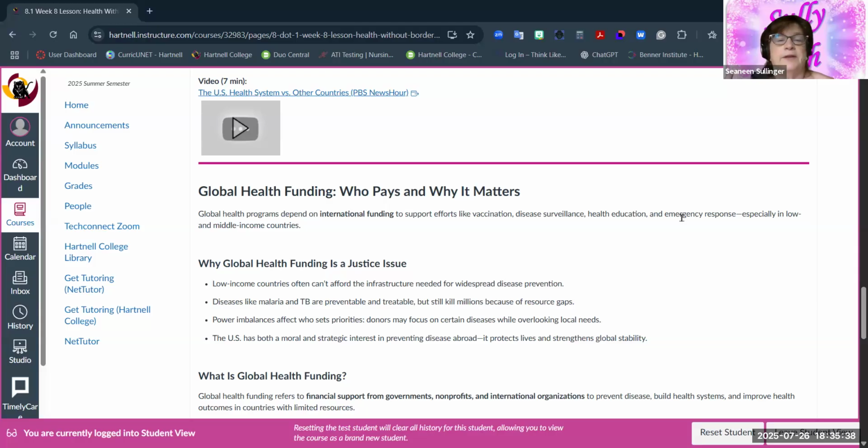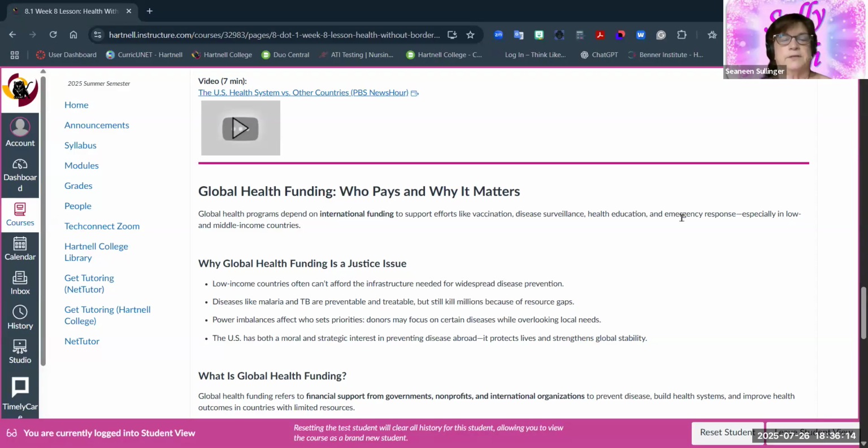So why is global health funding a social justice, health justice issue? Because low income countries can't afford the infrastructure, so they're depending on other people, or they don't have the mechanism. If it's a widespread, fast moving disease, it's difficult for them to stop it, to eradicate it. Malaria and tuberculosis are preventable and treatable, but still kill millions because of resource gaps. We can't get the medications where they need to be. We can't educate people like they need to be educated.